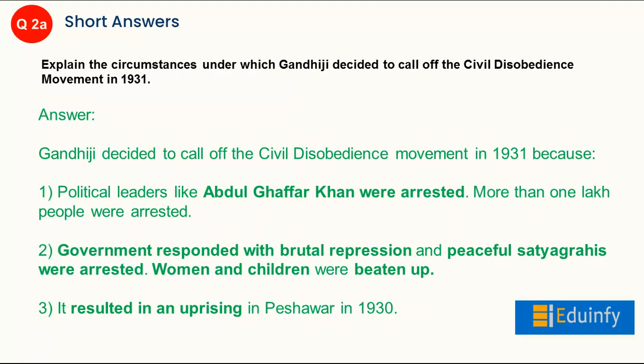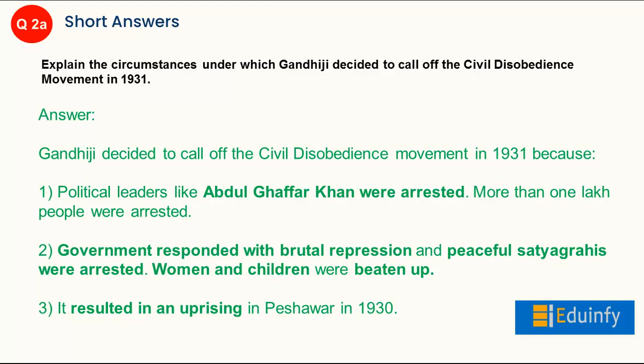Explain the circumstances under which Gandhiji decided to call off the civil disobedience movement in 1931. Gandhiji decided to call off the civil disobedience movement in 1931 because political leaders like Abdul Ghaffar Khan were arrested. More than 1 lakh people were arrested. Government responded with brutal repression. Peaceful satyagrahis were arrested. Women and children were beaten up.